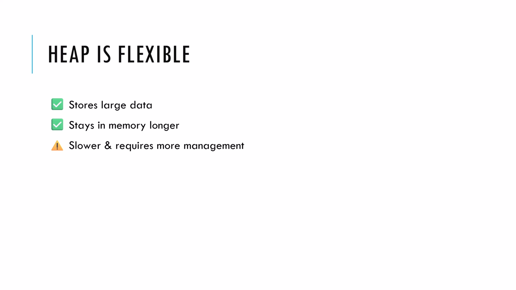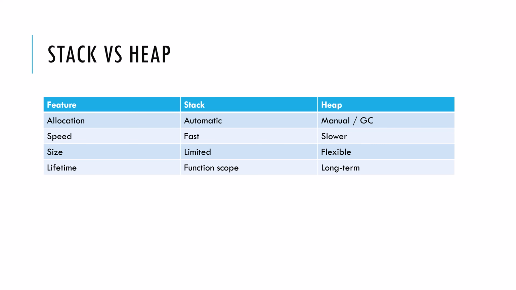But heap memory is slower to access because it's more flexible and needs extra management. Let's now compare stack and heap side by side. In stack, memory is allocated and deallocated automatically. It has fast access and is limited in size. Data is removed when a function ends.